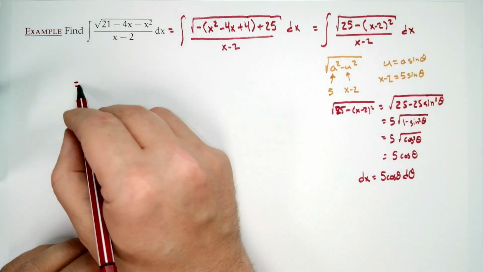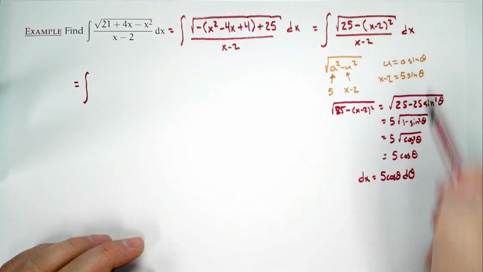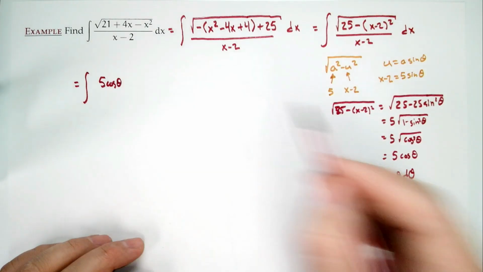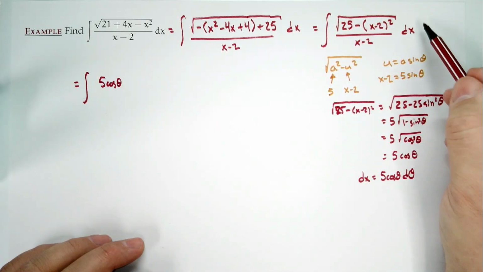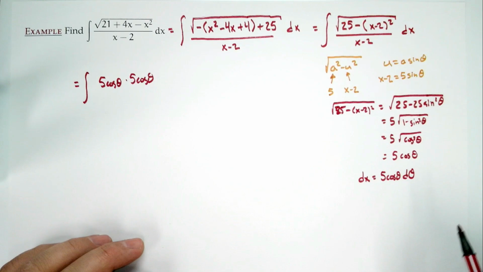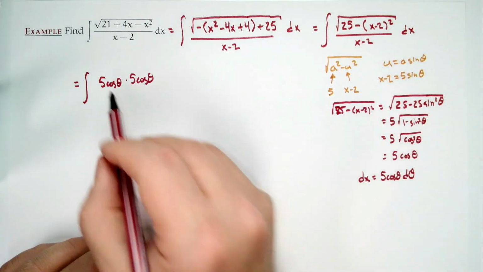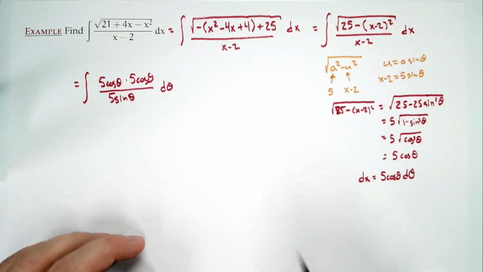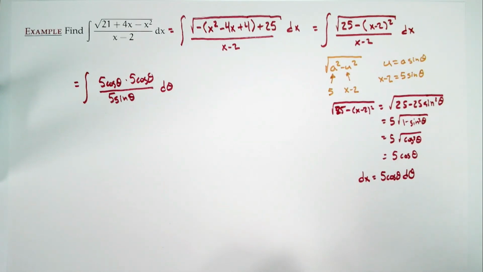So this is going to become equal to the integral. This square root is 5 cosine theta. And now the dx is what? Well, the dx is another 5 cosine theta. And then the x minus 2 is 5 sine theta. And we're integrating that d theta. All right. Interesting. Well, what can we do? Now, this is actually not so bad.